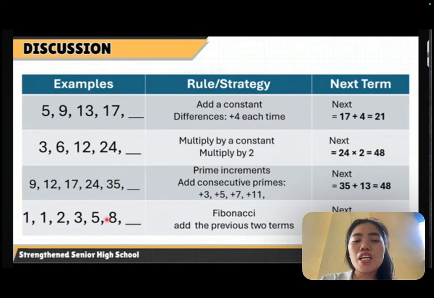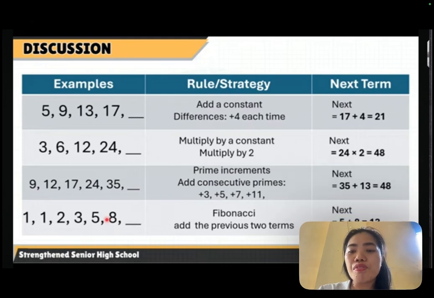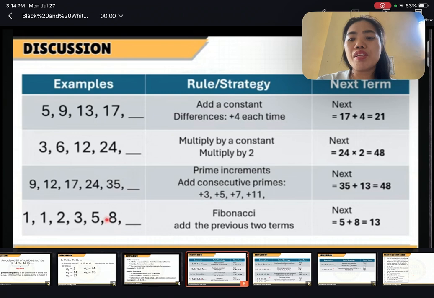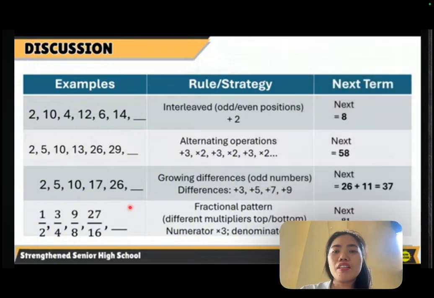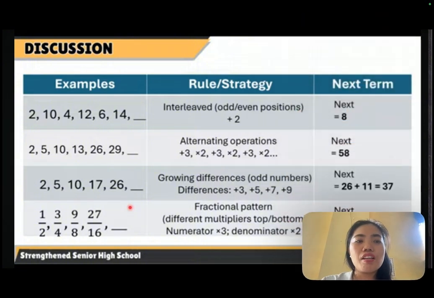Okay, next example. We have 1, 1, 2, 3, 5, 8. You are familiar with this sequence; that's Fibonacci. Add the two previous terms. So the next term will be 13, because that's 5 plus 3.